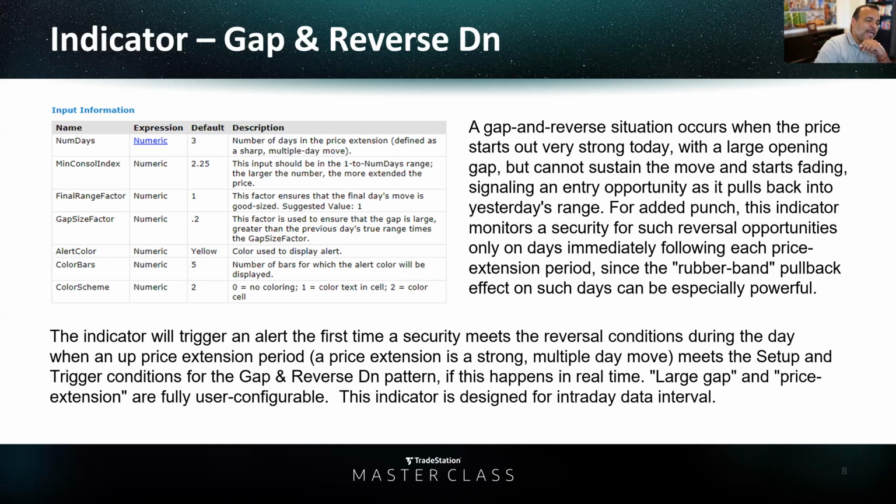So if you are looking back at 3 days, you're looking for the majority of the price injection to have happened in 2.25 days of the total. So remember that this input should be anywhere from 1 all the way up to how many days you're going to be looking at with this indicator. But then it goes into a final range factor. It ensures that the final day's move is good size, suggested value 1. Then you have a gap size factor.